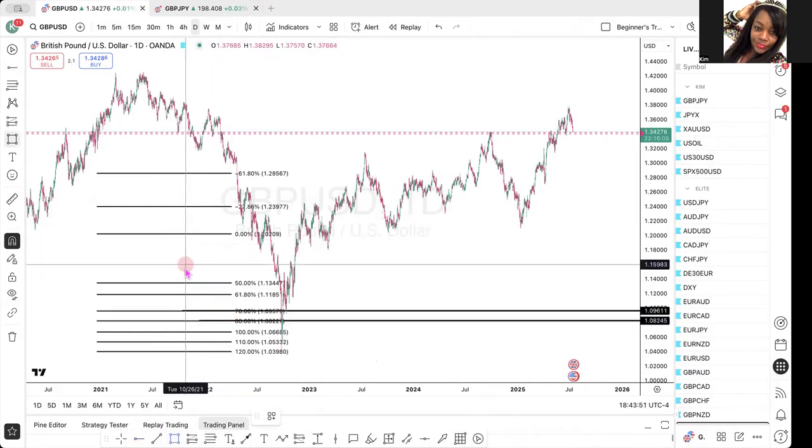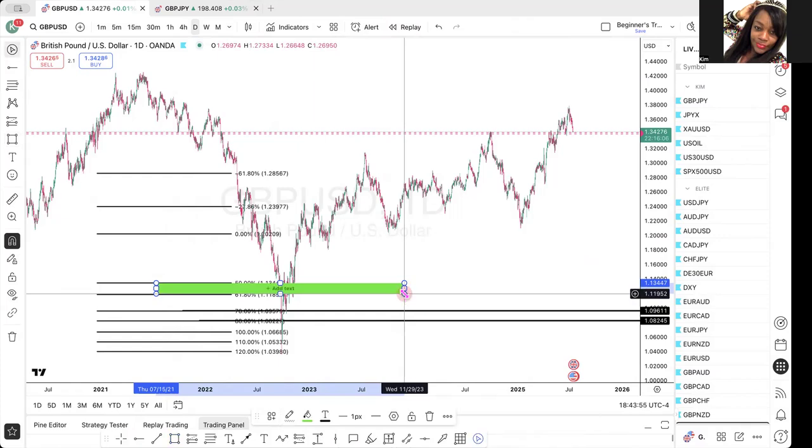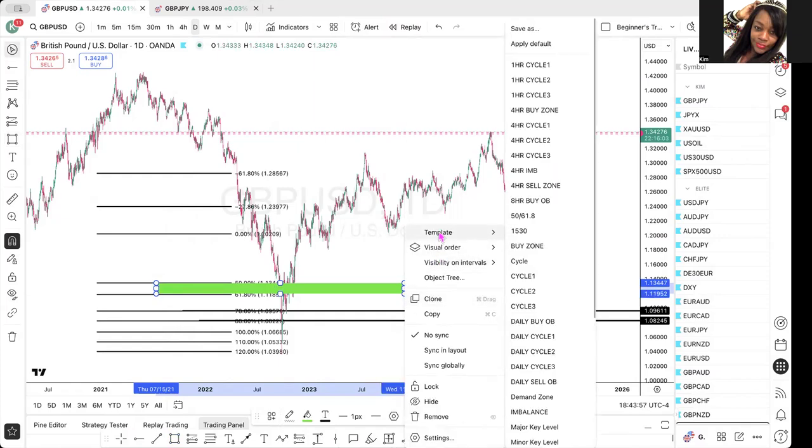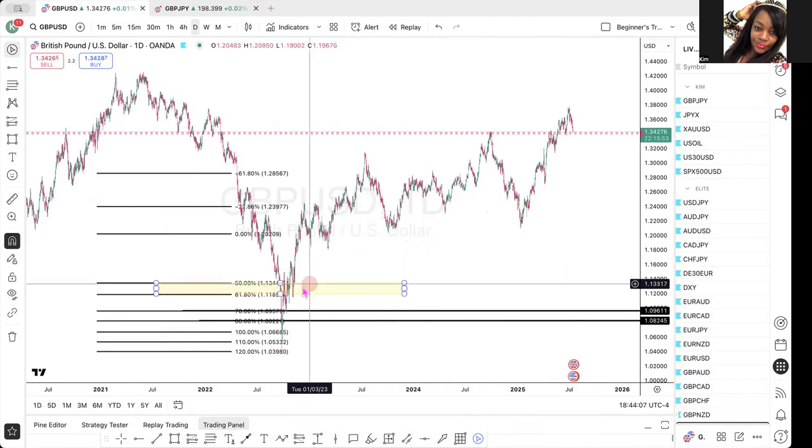The 50% 618, you can draw that zone. I even have a template for the 50% 618, makes it golden zone, which most people call the golden zone. Okay. All right.